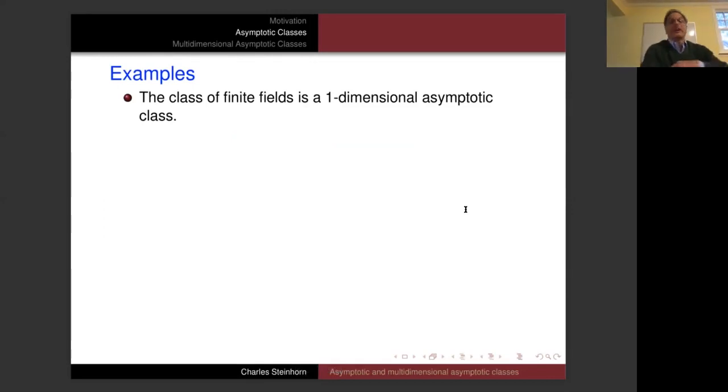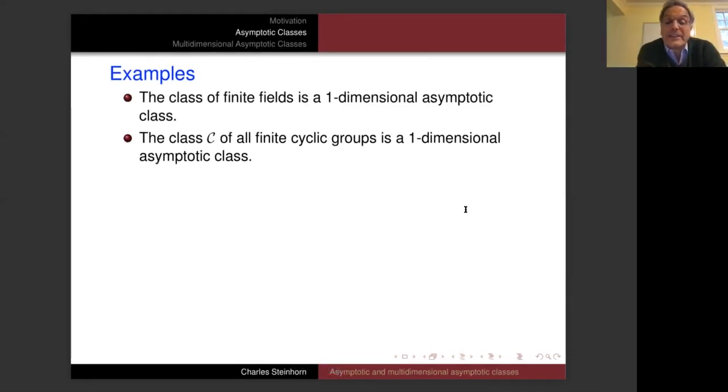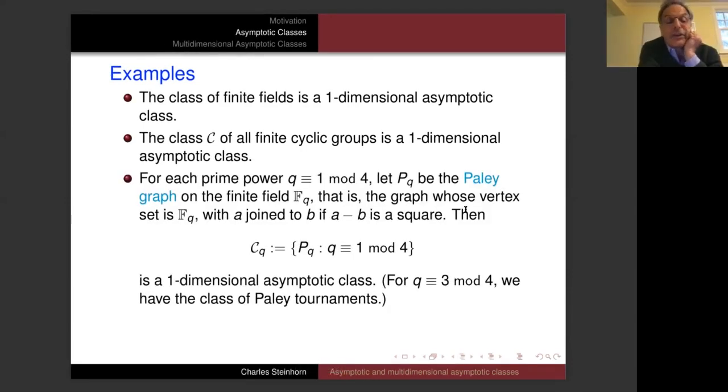So what about examples of this? Well, clearly the class of finite fields is a one-dimensional asymptotic class. The class of all finite cyclic groups is also a one-dimensional asymptotic class, and these were early results. Now, here's an interesting one that I'll return to later.